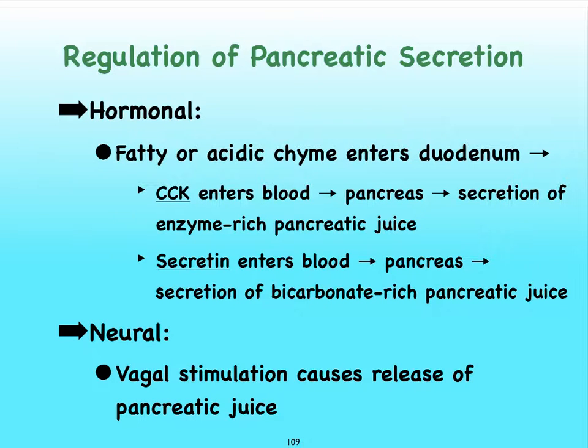We see the same hormonal and neural mechanisms regulate the secretion of the pancreatic juices. So once again, we're looking at cholecystokinin and secretin. And both of these hormones are going to stimulate the pancreas to produce their enzymes and to produce their bicarbonate-rich juice. The vagus nerve has only a weak influence on the production of pancreatic juice, just like it had a weak influence on the gallbladder. This wraps up our discussion of the pancreas.